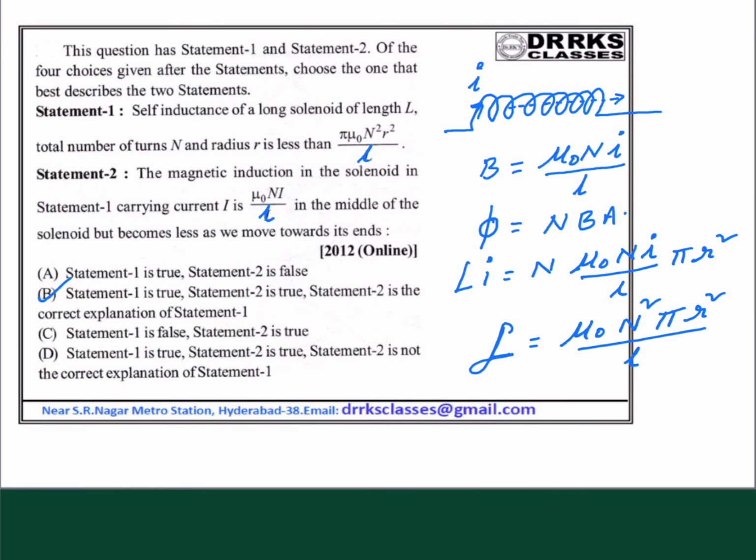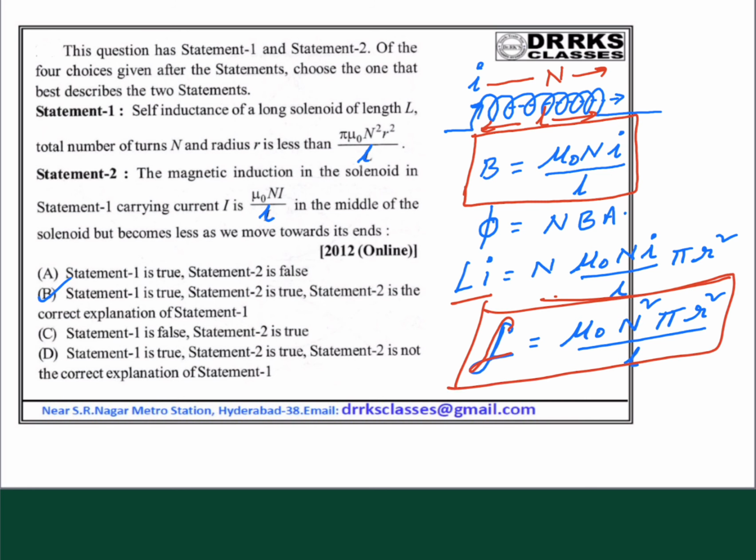Now look at this one. We know that according to Ampere's law, the magnetic field along the axis of a solenoid is mu naught Ni by L, where N is the total number of turns and L is length. And we know that the total flux phi is equal to NBA, where N is the total number of turns, B is the magnetic field along the axis, and A is the area of cross section. So phi is equal to Li. Now substitute the B value, you will get the self-inductance L is equal to mu naught n square pi r square, area of cross section, by L. So statement B is correct.